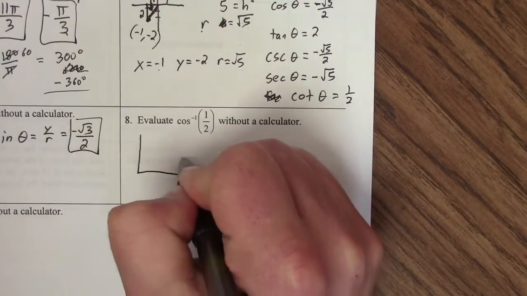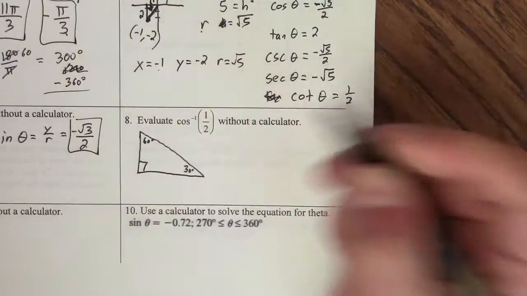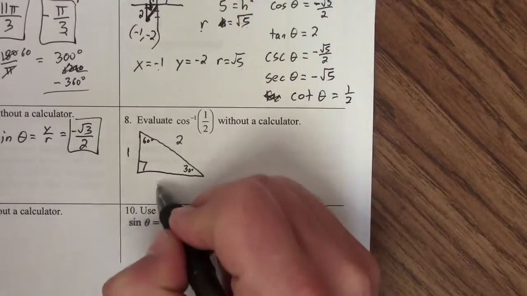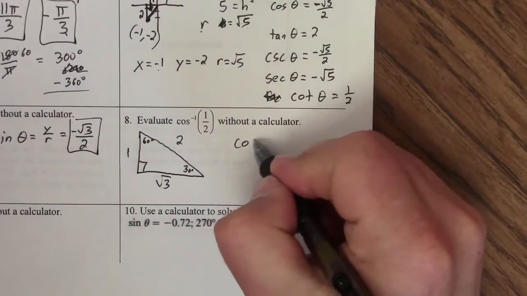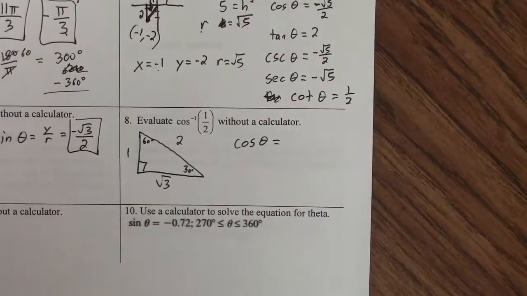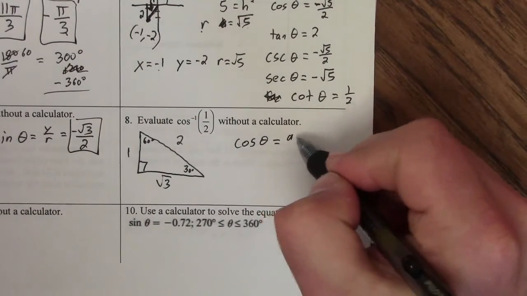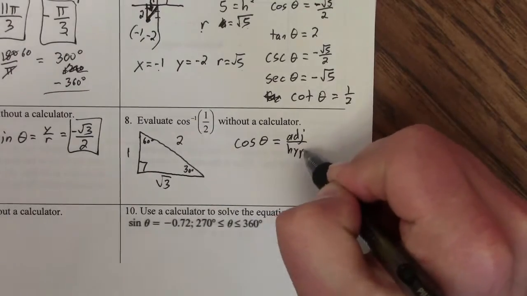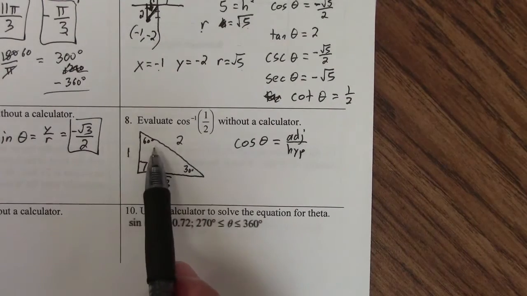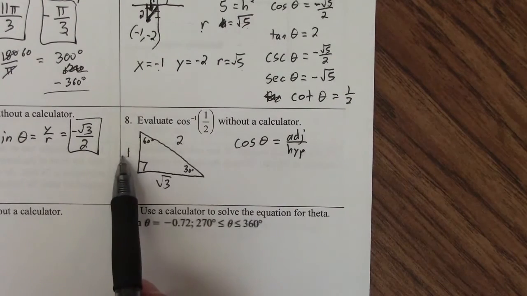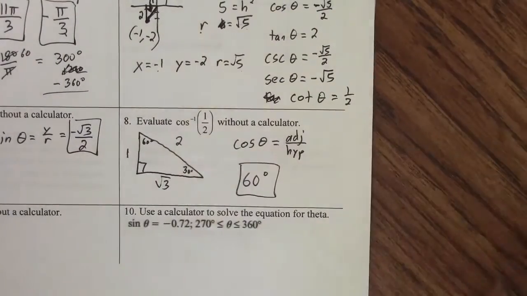On a 30, 60, 90 triangle, the short side is 1, the hypotenuse is 2, and the long leg is rad 3. So since cosine is adjacent over hypotenuse, we need to find the angle that has an adjacent side of 1 and a hypotenuse of 2. 60 degrees has an adjacent side of 1 and a hypotenuse of 2. So our answer is 60 degrees.